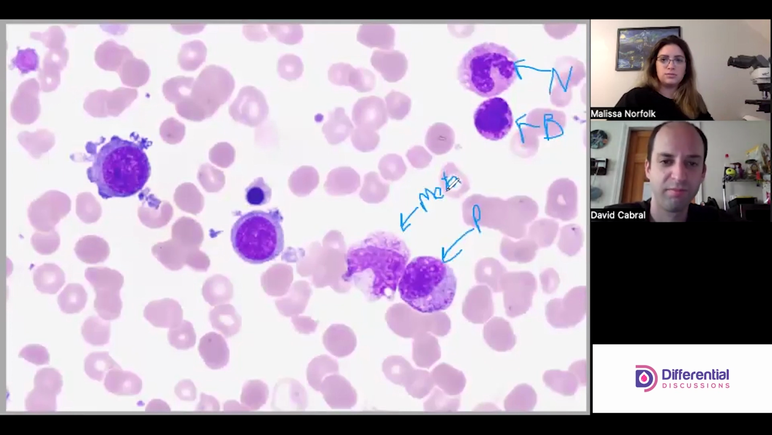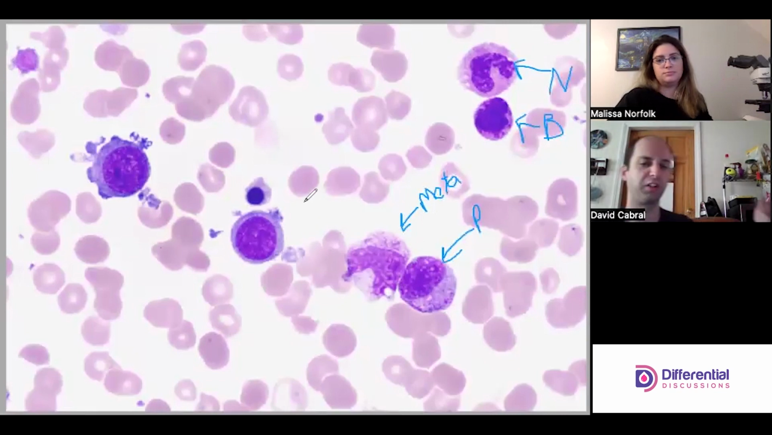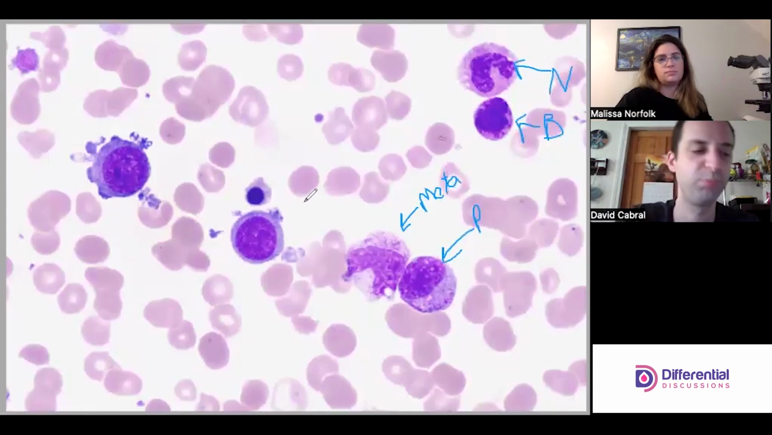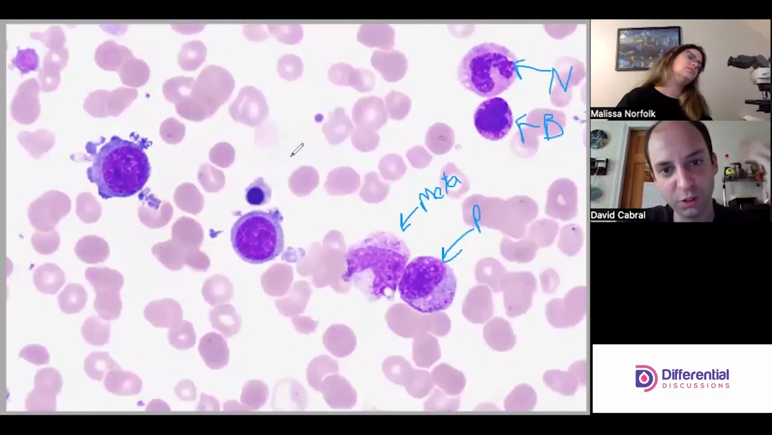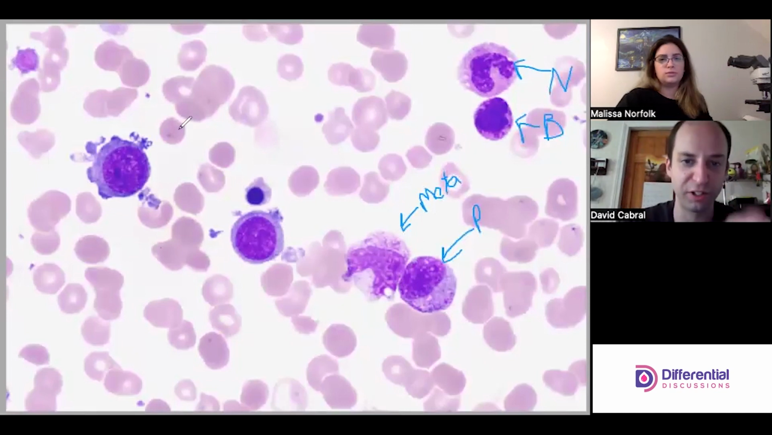And he's got a vacuole. Again, doesn't matter really. If anything, it might show that the neutrophilic lineage is doing stuff. It's stressed. And then we have a nucleated red blood cell. I think you were going to point that out first.